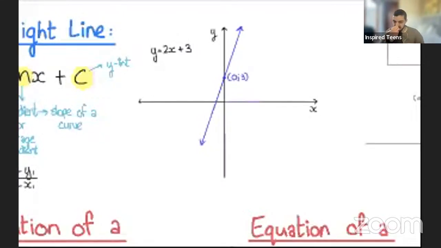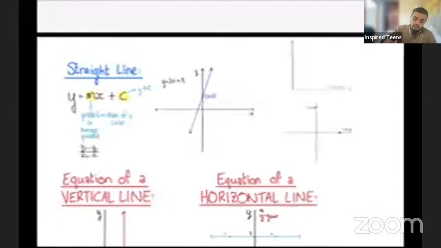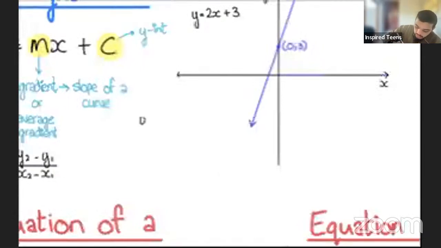Remember, with the y-intercept, the x-coordinate is 0. With the x-intercept, the y-coordinate is 0. We can write that here. In order to get the y-intercept, normally we make x 0. In order to get the x-intercept, we make y 0. This applies for all graphs.